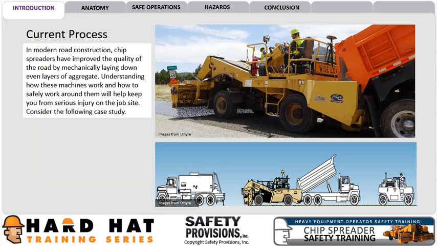In modern road construction, chip spreaders have improved the quality of the road by mechanically laying down even layers of aggregate. Understanding how these machines work and how to safely work around them will help keep you from serious injury on the job site. Consider the following case study.